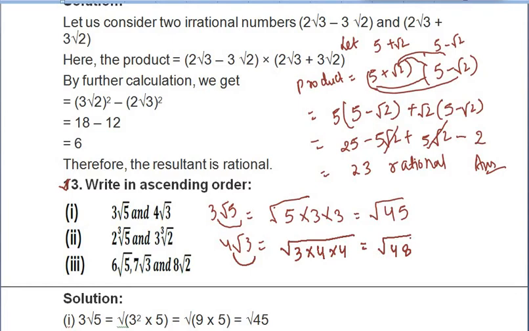So in ascending order, when we write, first under root 45 will come and then under root 48 will come. Under root 45 means 3 root 5 and then 4 root 3. So like this it is. This is your answer. Remember, in this type of question your answer should be in the form of original numbers.